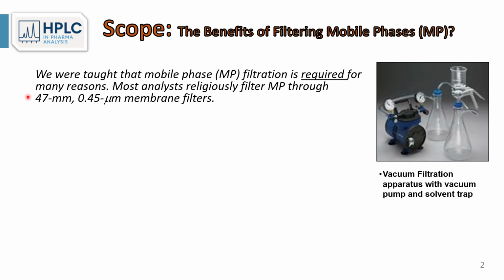And it turned out that most lab analysts religiously filter mobile phase through these 0.45 membrane filters using an apparatus shown in this diagram, with the vacuum filtration apparatus, vacuum pump, and a solvent trap.